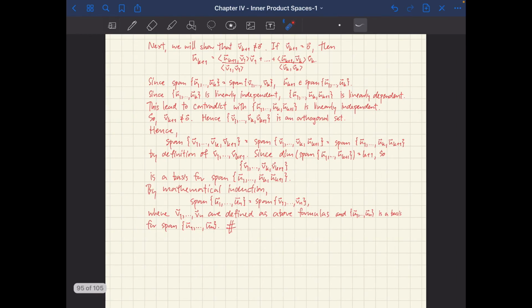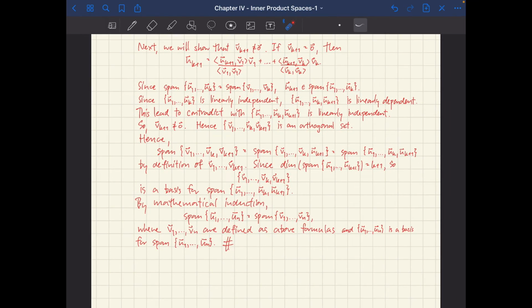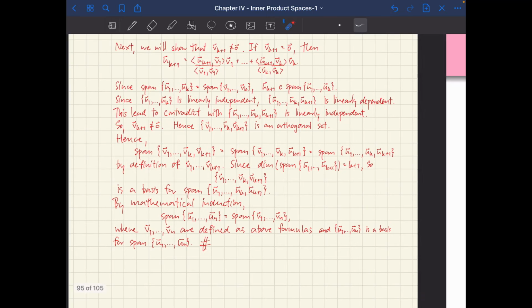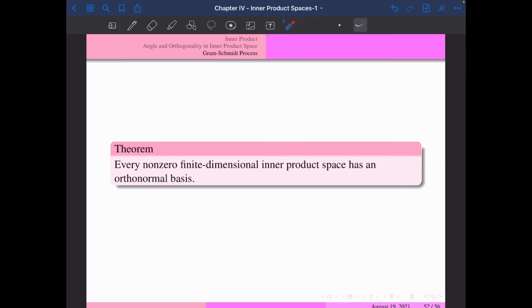Okay, we have the second part here. You need to understand the proof by yourself. So this is our theorem that I told you before: every non-zero finite dimensional inner product space has an orthogonal basis.